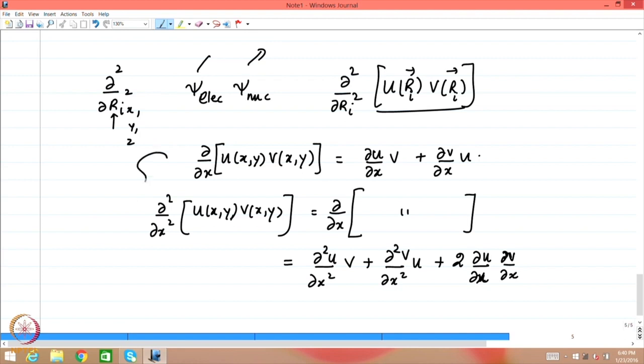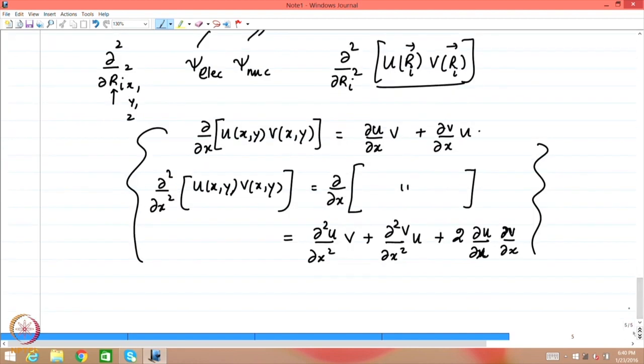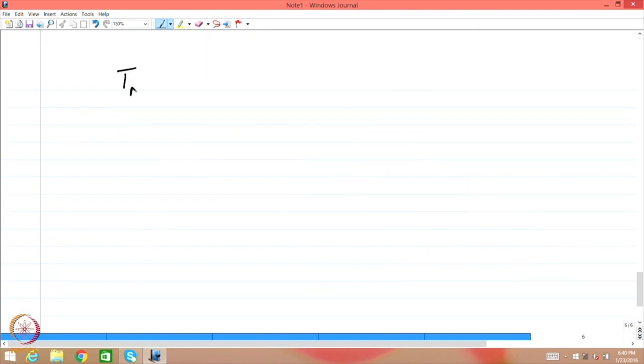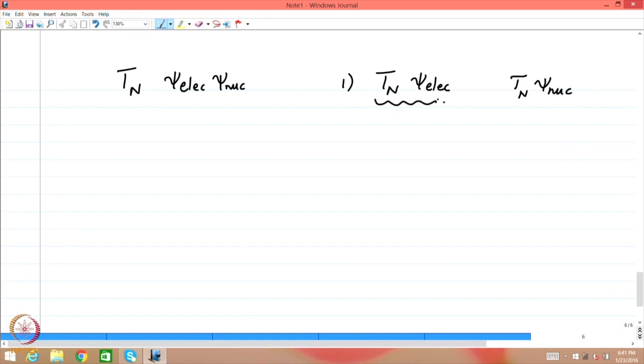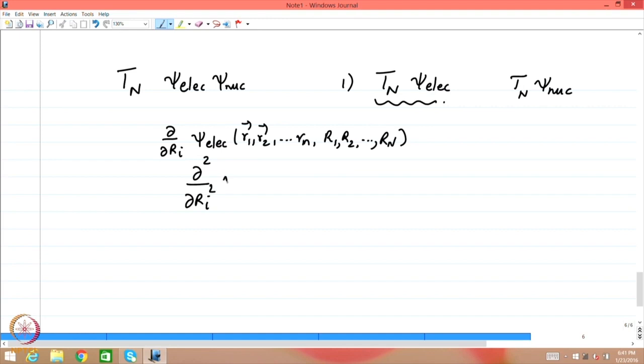Therefore, with this sort of elementary mathematics in mind, it is easy to see that the nuclear kinetic energy operator acting on the psi electronic and psi nuclear will have, one, the Tn operating on psi electronic and the other Tn operating on psi nuclear. Now, this contains dou by dou ri psi electronic, the electronic coordinates, and the nuclear coordinates or n. It also contains the second derivative dou square by dou ri square of psi electronic.